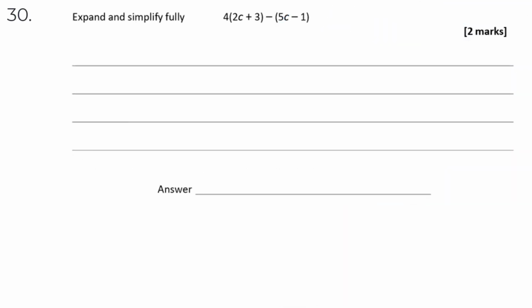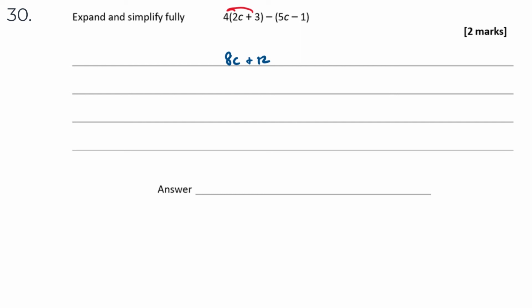Expand and simplify 4 lots of 2c plus 3 minus 5c minus 1. So we're going to have to remove the brackets, collect like terms, and see what we've got left. Just cover up the second bracket first. Look at the first one. I'm going to have to multiply everything inside the bracket by 4. So multiplying out the first set of brackets, I'm going to get 8c plus 12.